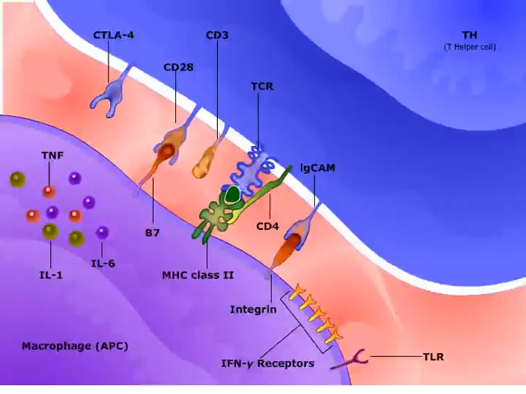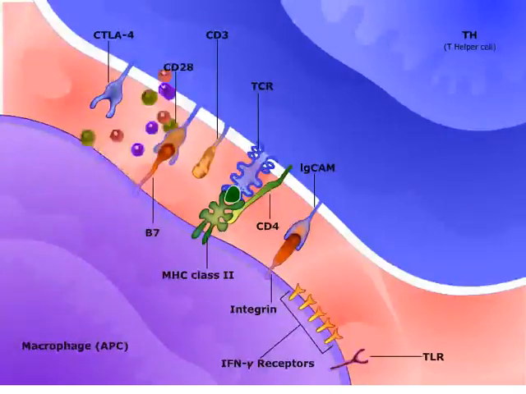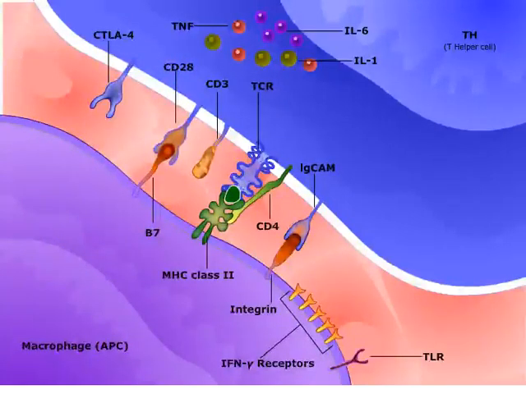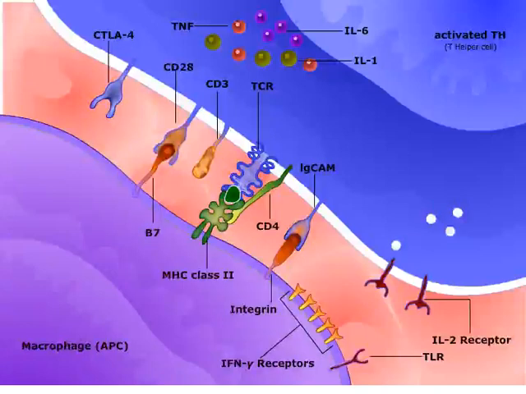A third signal results from cytokines, such as interleukin-1, interleukin-6, and tumor necrosis factor, being secreted by the antigen-presenting cell into the T helper cell. These cytokines induce the proliferation and differentiation of T cells into effector cells and memory cells. Activated T cells then produce and secrete interleukin-2, which assists in the development and differentiation of CD4 T helper 1 or CD4 T helper 2 cells.